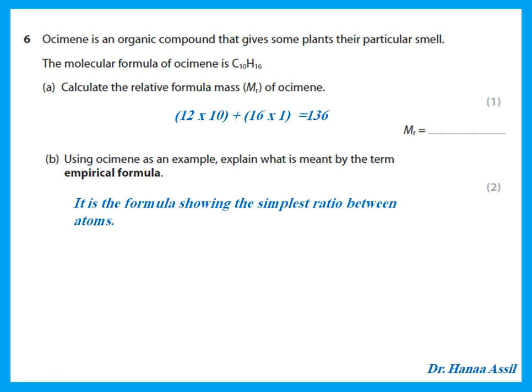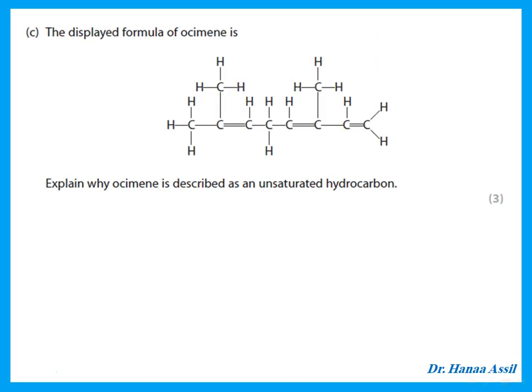So if I tell you that the molecular formula of ocimene is C10H16, what would be its empirical formula? You should be able to simplify 10 and 16. Well, divide by 2, then the empirical formula is C5H8. So that is the simplest ratio between the atoms.